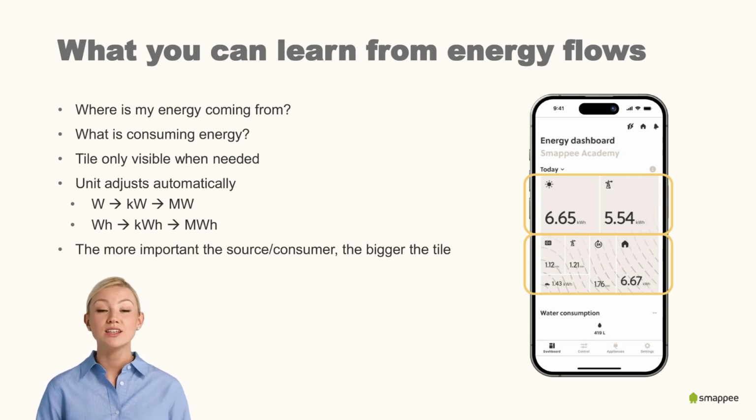The units shown in the tiles automatically adjust as needed. For the live view, this can go from watt to kilowatt and even megawatt. The data for other periods is displayed in watt-hours, kilowatt-hour or megawatt-hour. Finally, the more important the source or consumer, the bigger the tile becomes within the section.